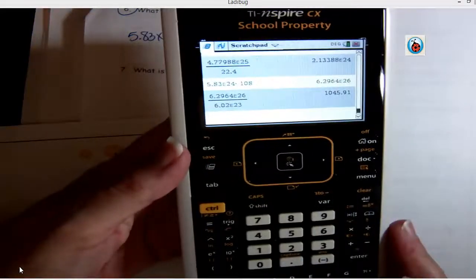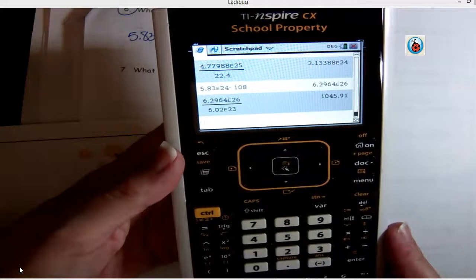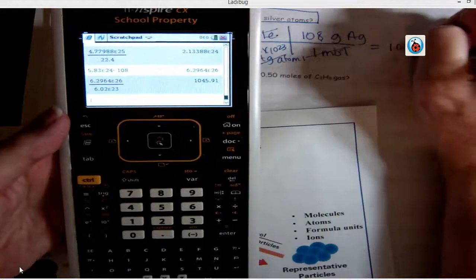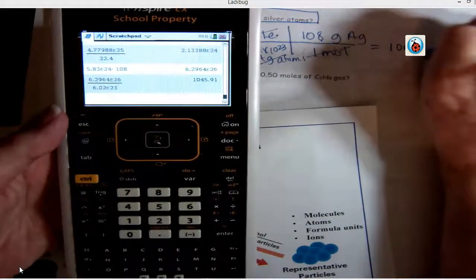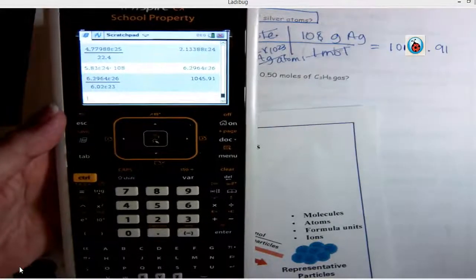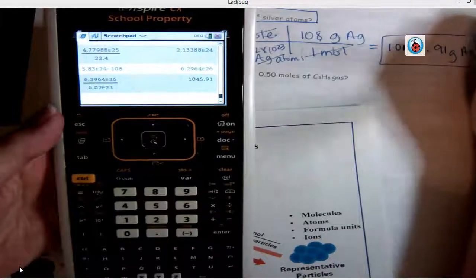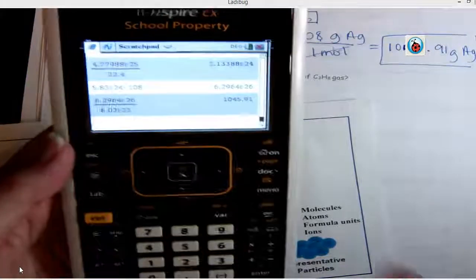It's a big number, I know. 1,045.91 grams. 1,045, not 45, not 95. 45.91 grams. Can you tell that's a 4? Grams of what? Silver. That is our answer there. Okay, multiply across the top, divide by the bottom.